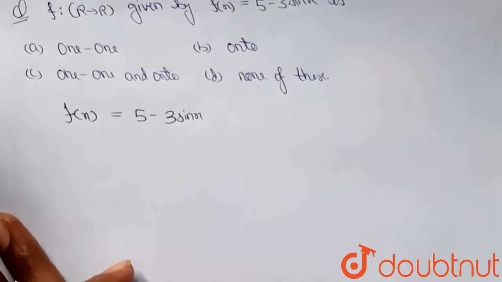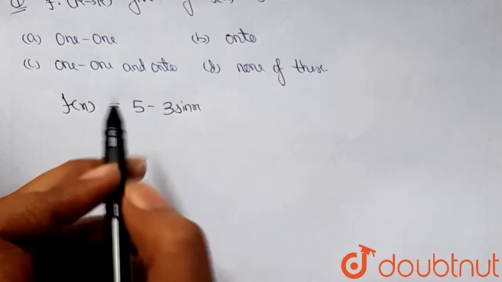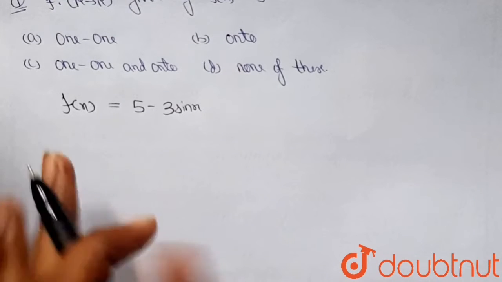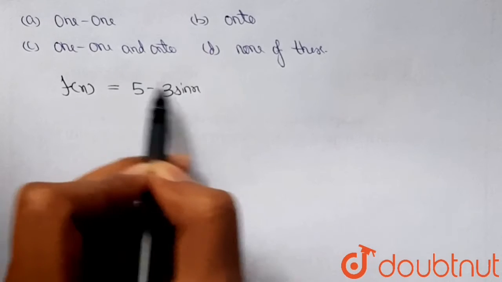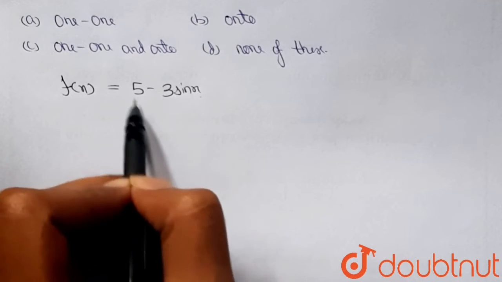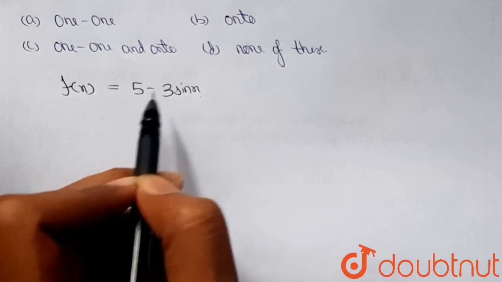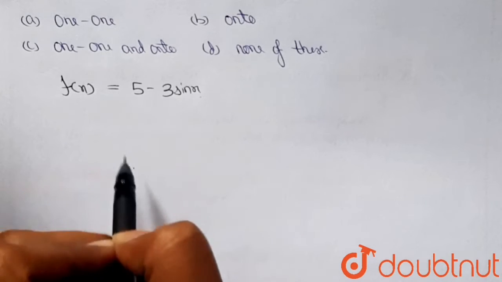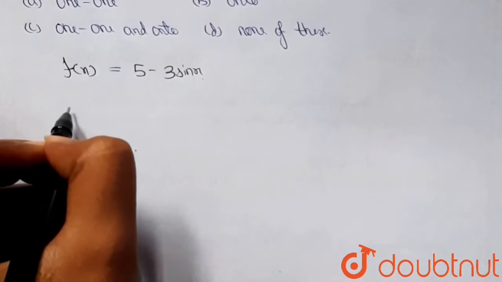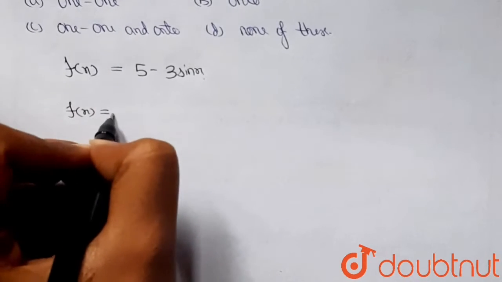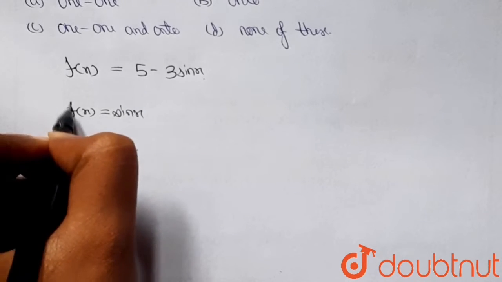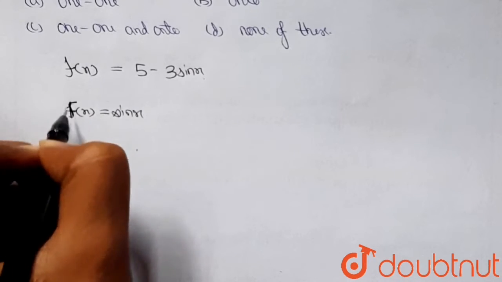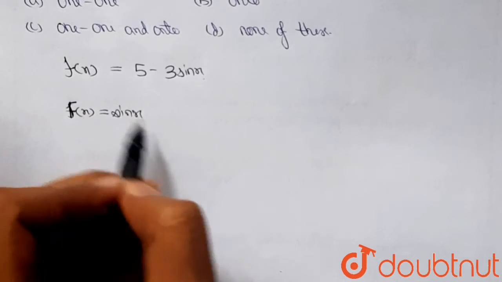So to find out the nature of this function, we can find it out with the help of its graph. Okay, so let me draw the graph of this function. Since it consists of a trigonometric function with some other constants, we will make the graph of this function in steps. Okay, so let me draw the graph of sine x first.